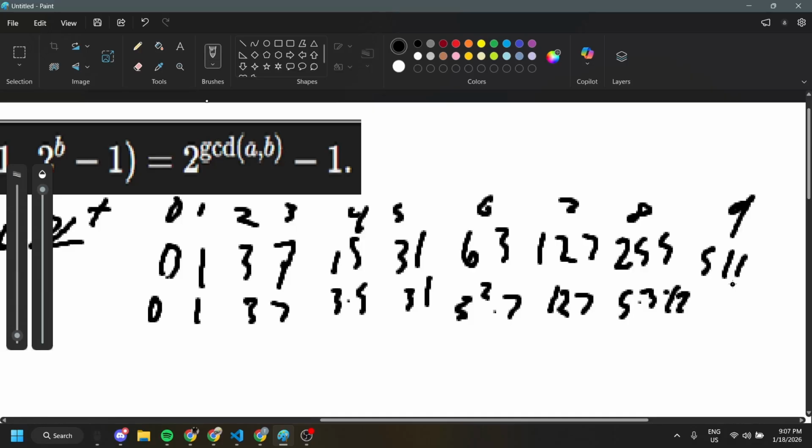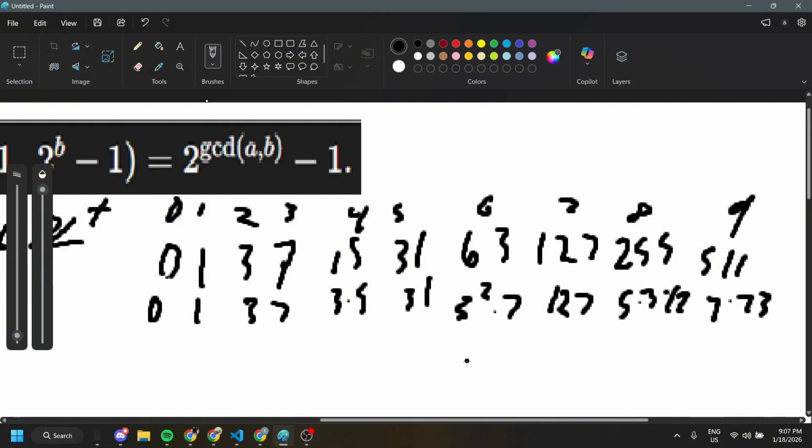511 is... Is it divisible by 3? No. 5, no. 7? Well, 490, and then 21. Oh yeah, this is divisible by 7. 490 is 70 times 7, 21 is 3, so 7 times 73. 73 is prime. Interesting.